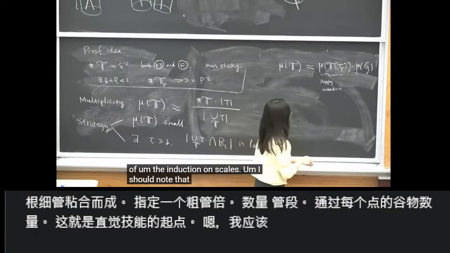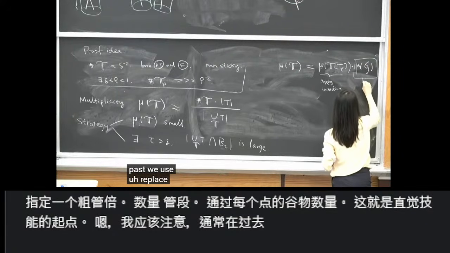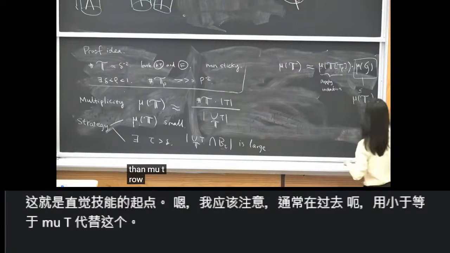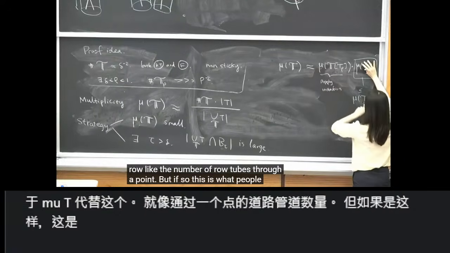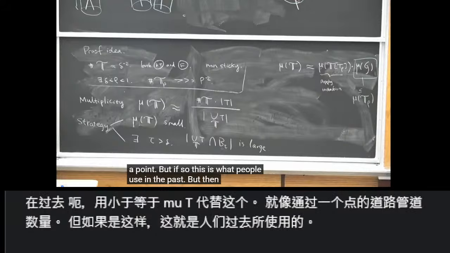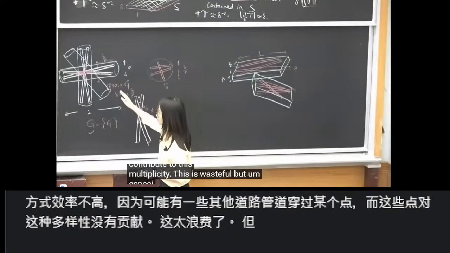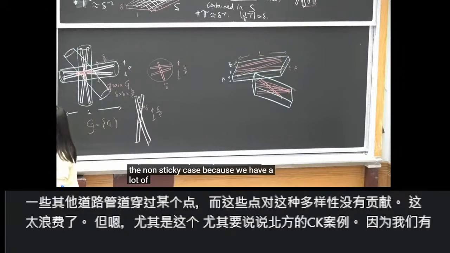I should note that in the past, people replace this by something less than or equal to mu T rho, like the number of rho tubes through a point. But this is what people used in the past, and this way is not efficient because there might be some other rho tubes passing through a point that do not contribute to this multiplicity. This is wasteful, but this is especially wasteful in the non-sticky case because we have a lot of rho tubes.